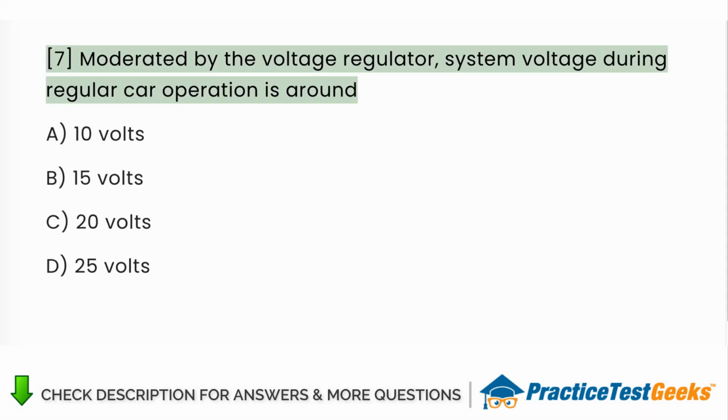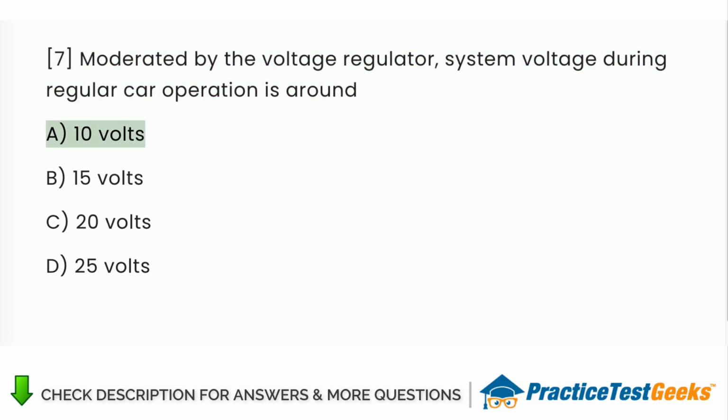Moderated by the voltage regulator, system voltage during regular car operation is around A. 10 volts. B. 15 volts. C. 20 volts. D. 25 volts.